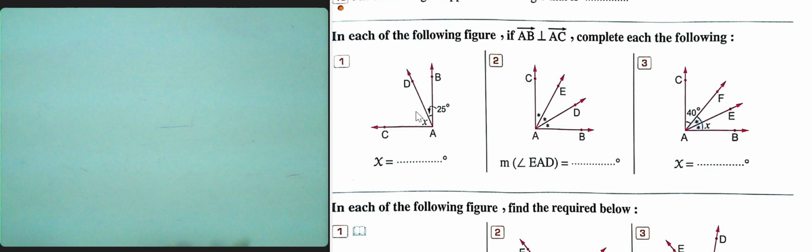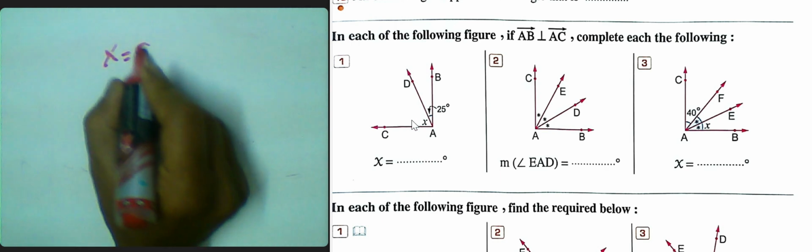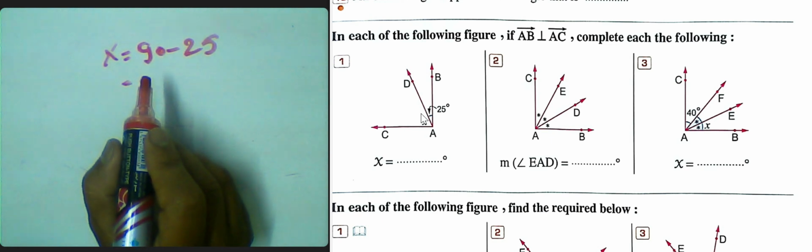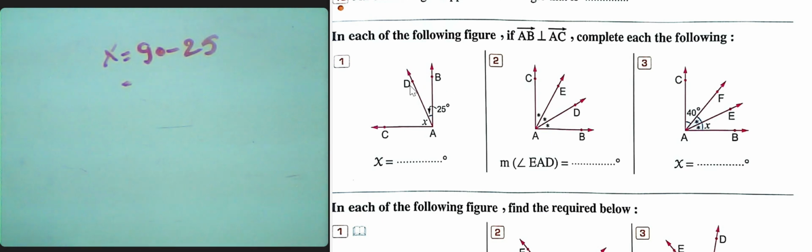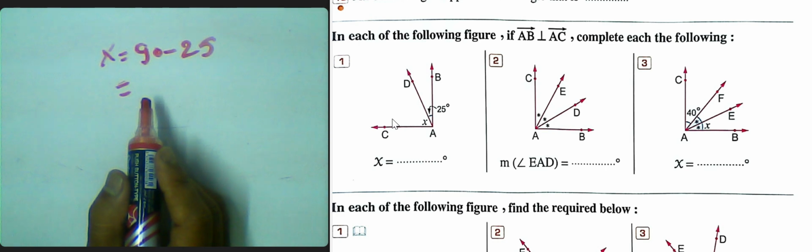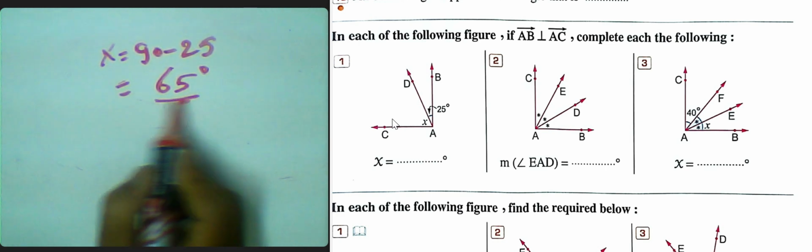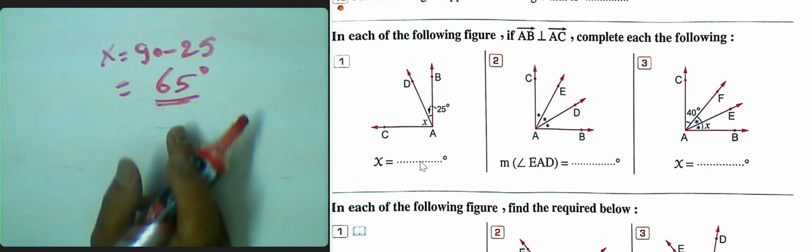We have here x. To find the value of x, we can write 90 subtract by 25, because the measure of angle DAB plus the measure of angle DEC equals 90 degrees. We have EB perpendicular to EC, then the measure of the angle equals 90 degrees. The value of x equals 90 subtract by 25. 10 minus 5 equals 5, and 8 minus 2 equals 6. The result will be 65.